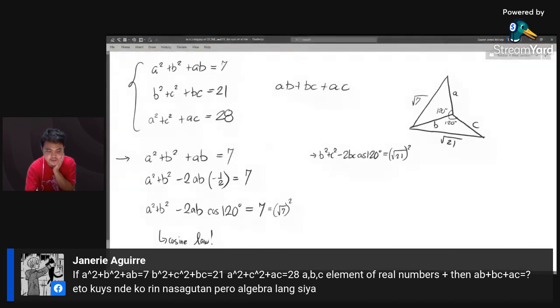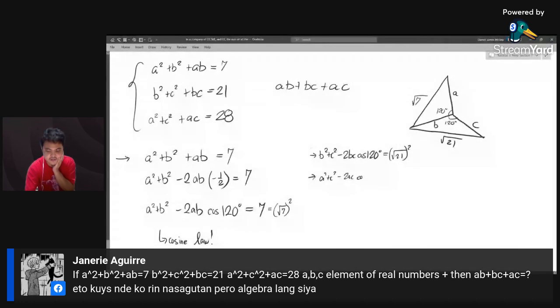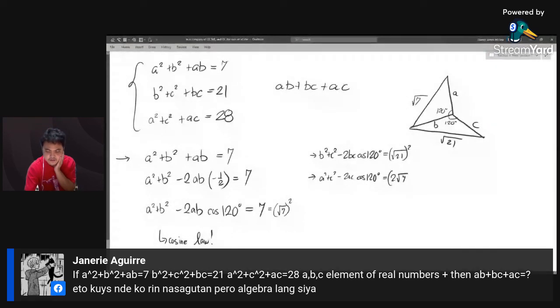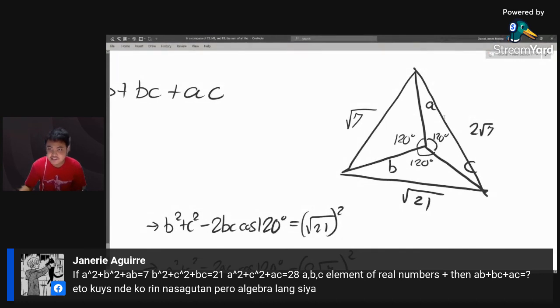Then lastly, for the third equation, A squared plus C squared minus 2AC cosine of 120 degrees. So, this one is square root of 28 squared or pwedeng 2 square root of 7. No? So, ito yun. 2 square root of 7. 120 degrees. Okay? O, tatlong 120 degrees yan, ha? O. So, kung tatlong 120 degrees yan, edi 360 degrees. So, tama yung ating figure. Kasi isang ikot naman yung nasa gitna, no? Isang ikot yan. So, 360 degrees.